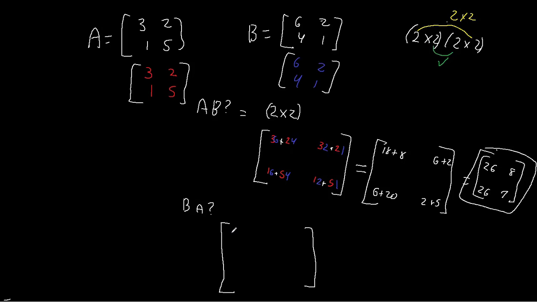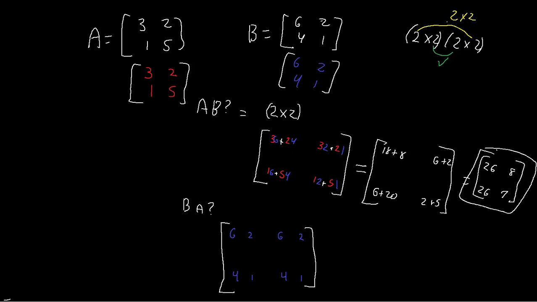So in this case, we're going to take our rows from B. This is going to be the first row of B, so this is going to be 6 and 2. This is still the first row of B, so 6 and 2. This is going to be the second row of B, so this is going to be 4 and 1. This is also the second row of B, so 4 and 1.